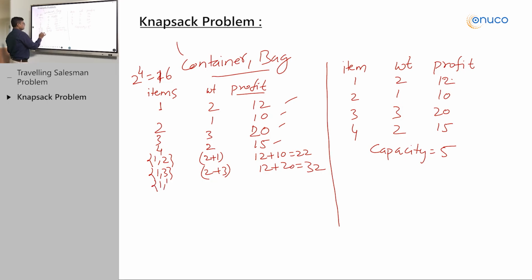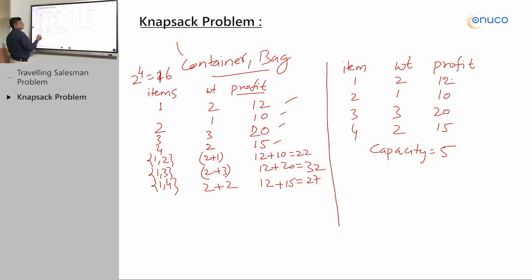Similarly, we can go with 1 and 4. Total weight is 2 plus 2, 4 kg. No problem. And the total profit is 12 plus 15, which is 27.